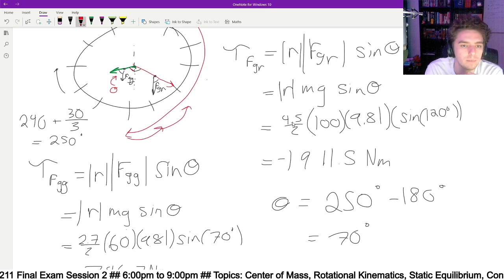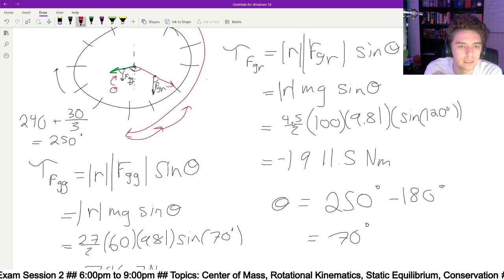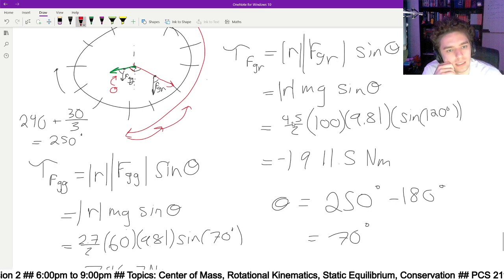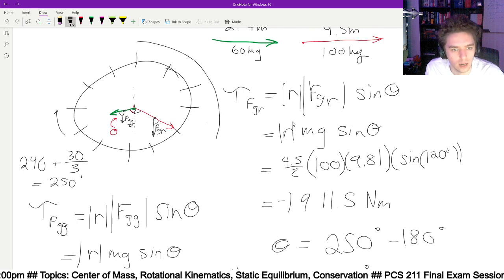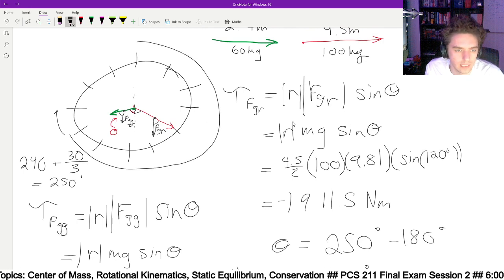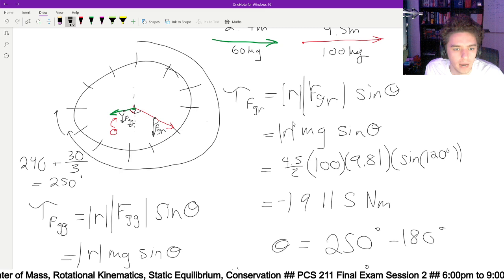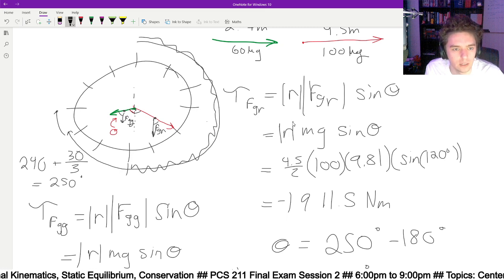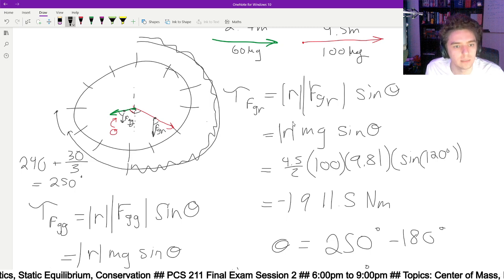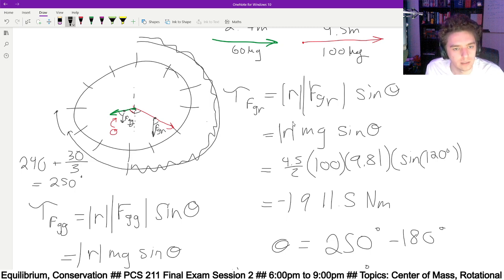So what we can do to find that angle is take the whole angle that the clock hand has traversed, all the way to here, but minus 180. Take this 180 away, half the circle. The angle that's left is going to be theta, because it's the distance between there and there.